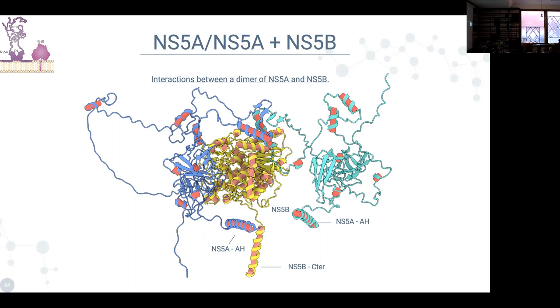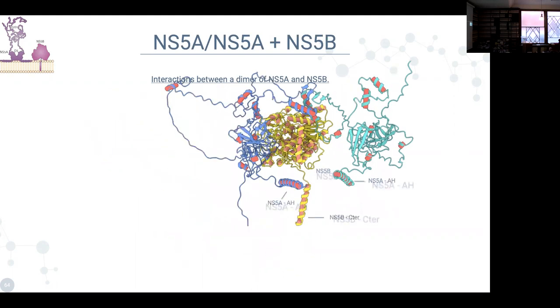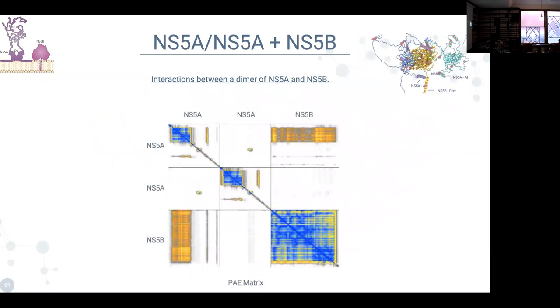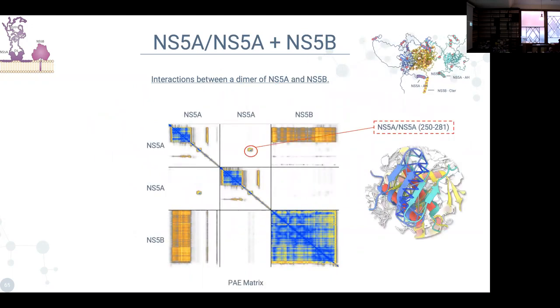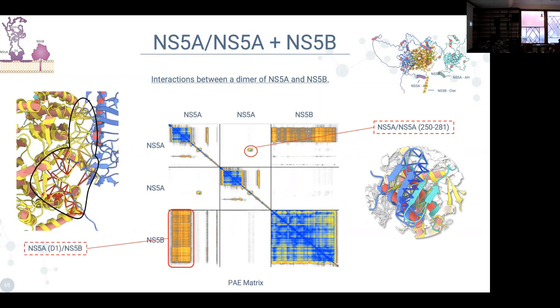And it's super great because you have a lot of interesting things on this one. First, if you look at the PAE matrices, you see that you still have this new possible dimerization interface on the domain 2. And the NS5A interacts with NS5B through its D1 domain. And this is also known to bind on this position, approximately. So then it can change a bit, but yeah, it was mostly here.